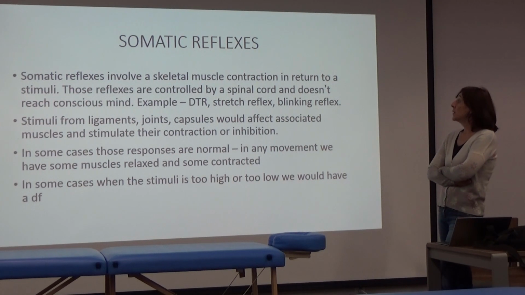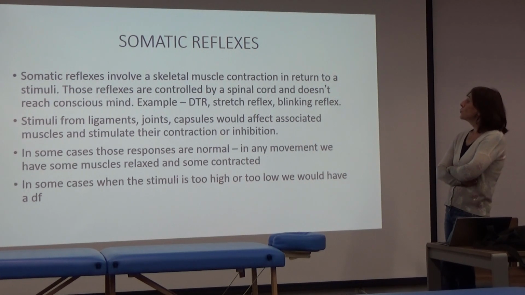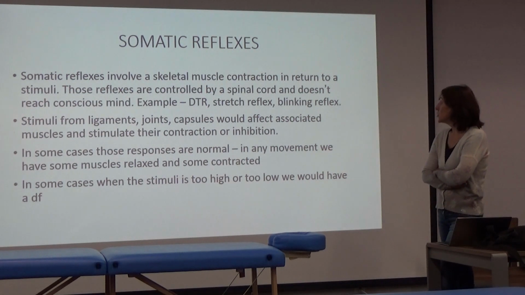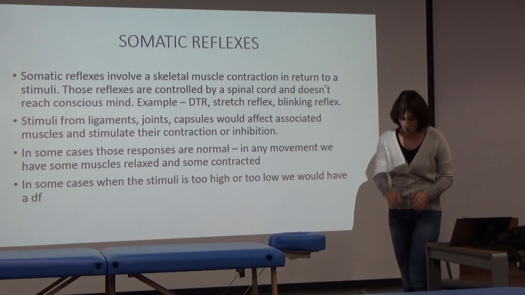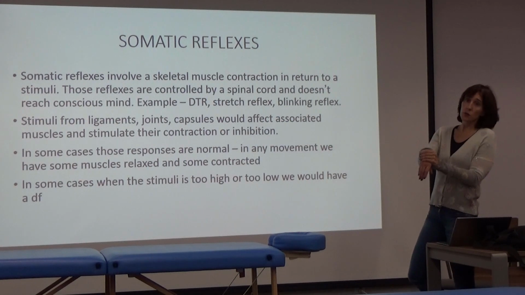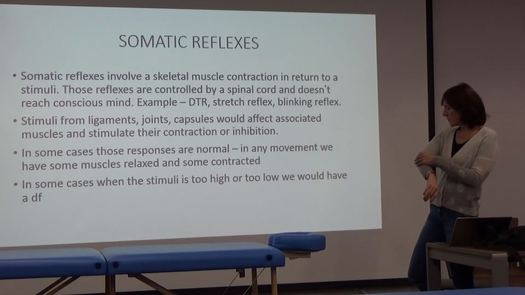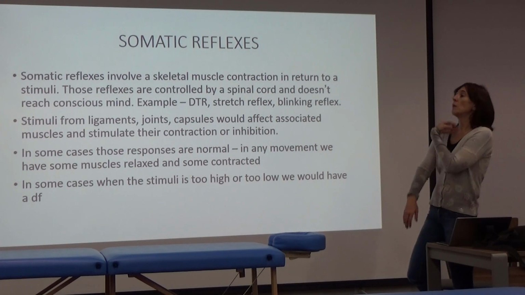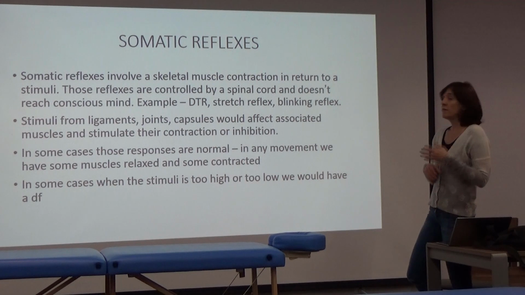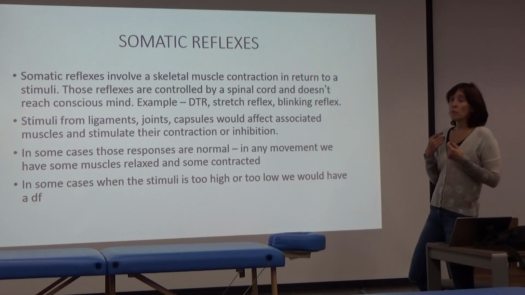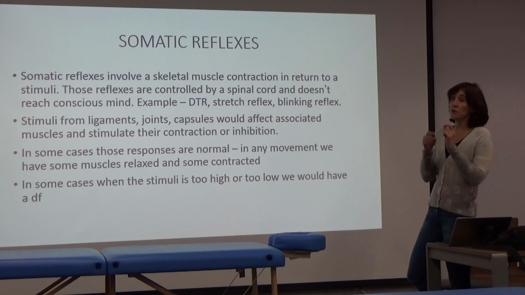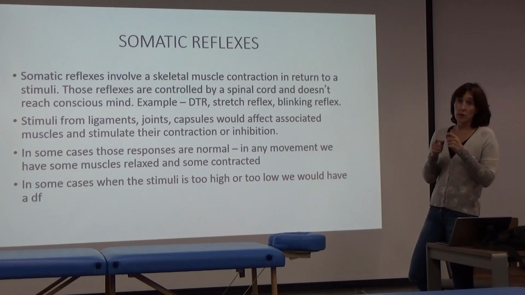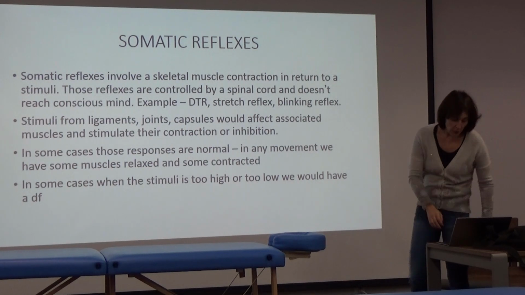Then we have stimulus from ligaments, joints, capsules. They also would affect associated muscles and stimulate their contraction or inhibition. Meaning that in the wrist, if I stretch the capsule, then I'm going to affect associated muscles. If I stretch the acromial ligament, I'm going to affect associated muscles. If I stretch the ligamentum flavum, I'm going to affect associated muscles. Those are very important because if the ligament sends an excessive signal, then we're going to have a problem with the associated muscles.